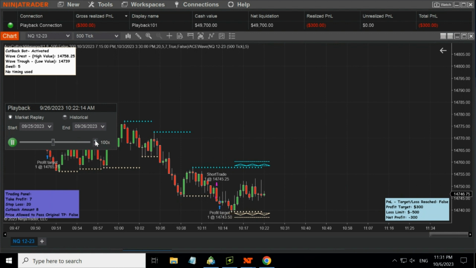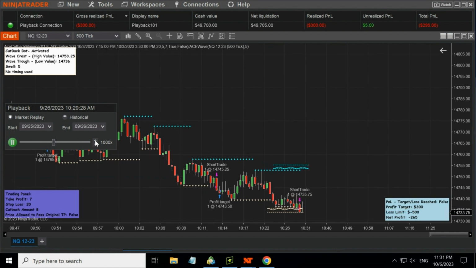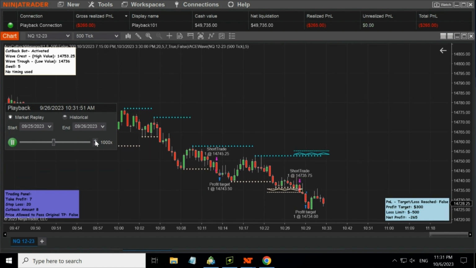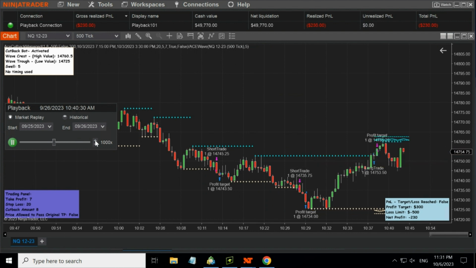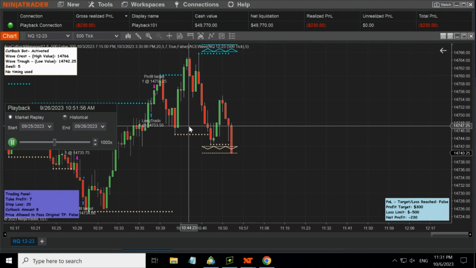So I could run this all day, and I'll speed it up. You're obviously still going to get your wins and your losses, and there we go, another win. So we're slowly making the money back, only taking those cutbacks, and there we go, another win. No need for a cutback on that one because it went straight through. That one went straight through.